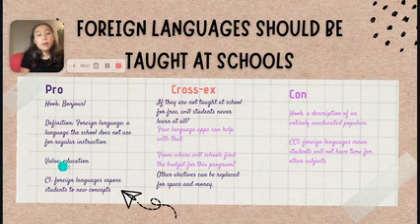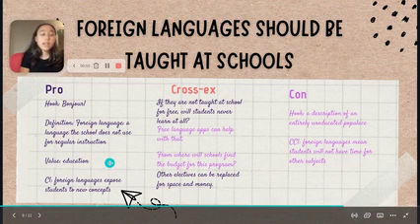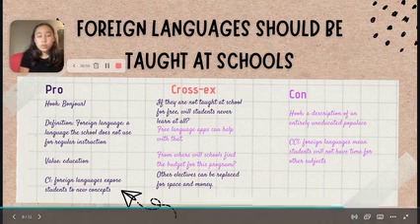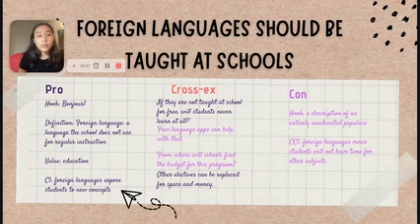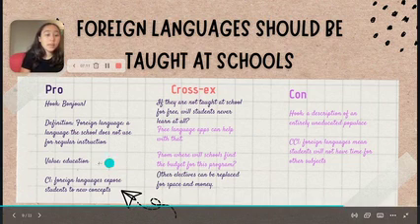Now, the value that they've chosen is education. And what this means for the round is that on the basis of education, foreign language should be taught in schools, or maybe it shouldn't. So either way, either side should be proving, well, in terms of education, this is good, or this is bad for learning.